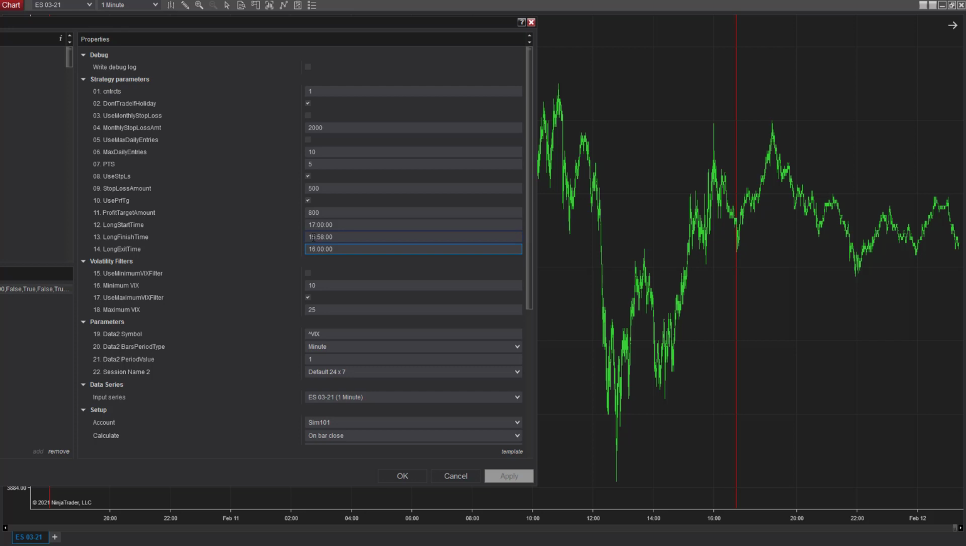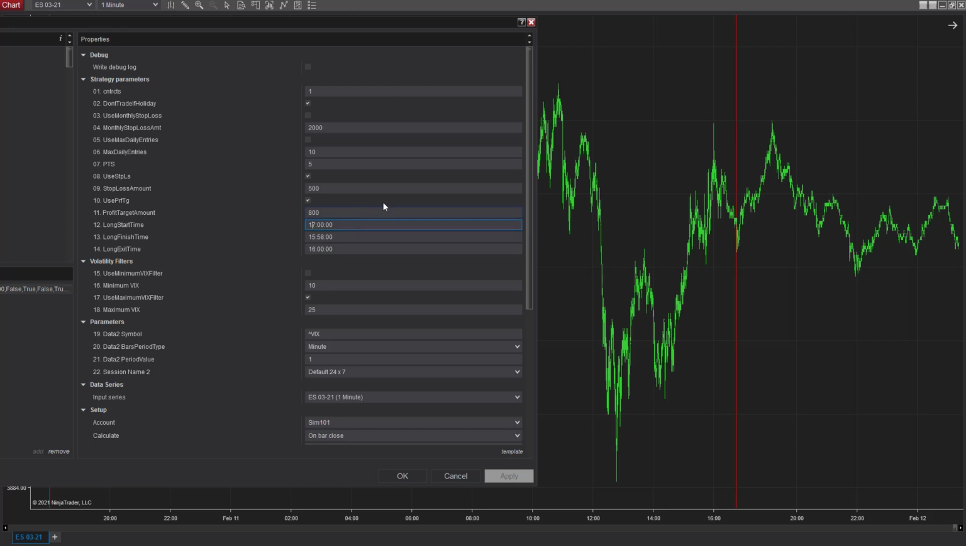You could change that to 1658 and 1659. So yeah, because it readjusts to Eastern Time, this could be 1658 and this could be 1659, and it would exit 1 minute before the close.